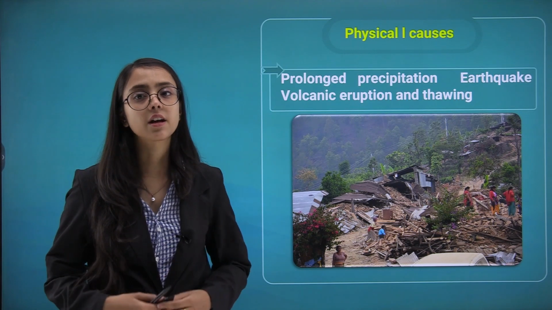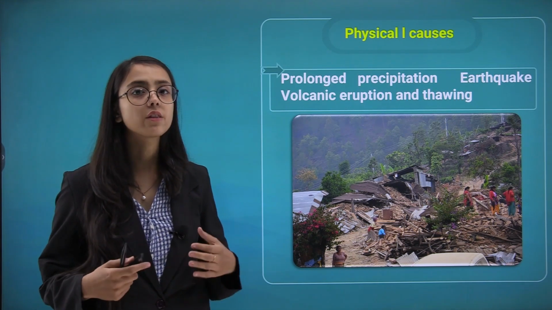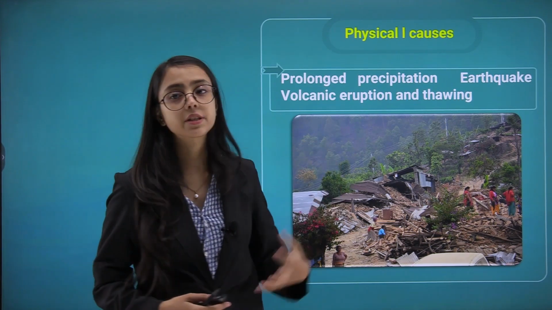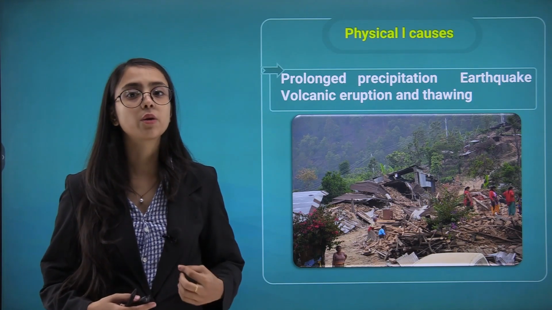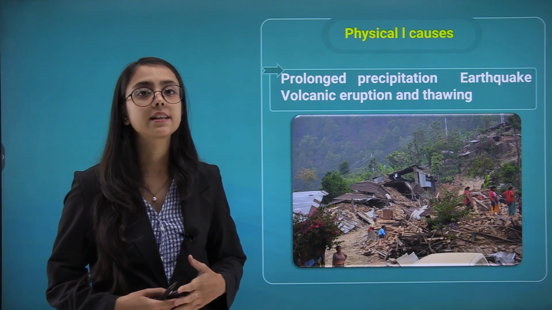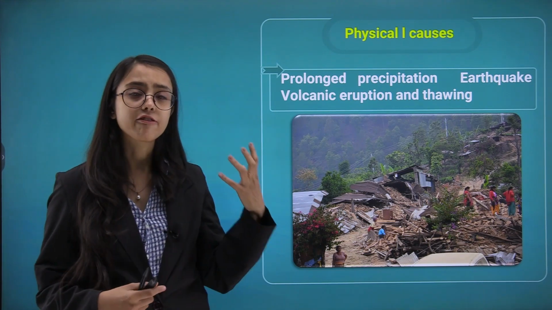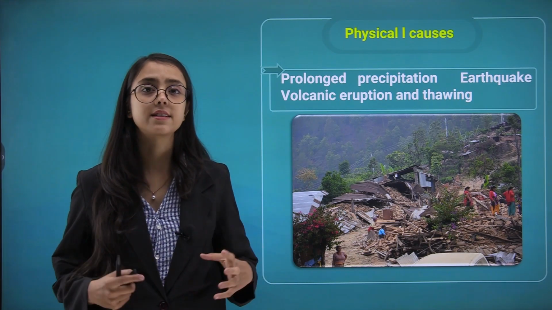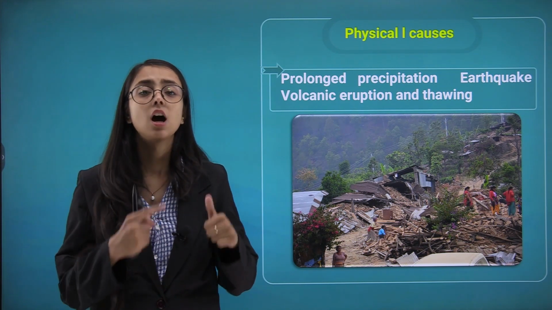Then there are physical causes. When prolonged precipitation, an earthquake, volcanic eruption or thawing cause a landslide, they are known as physical causes. They result in a landslide physically. For example, a lot of rain.